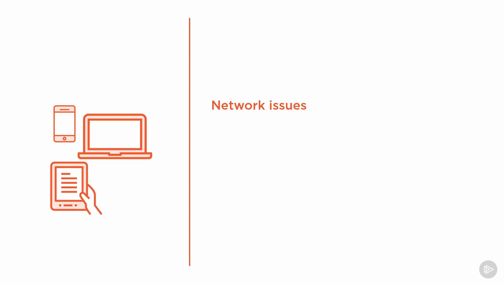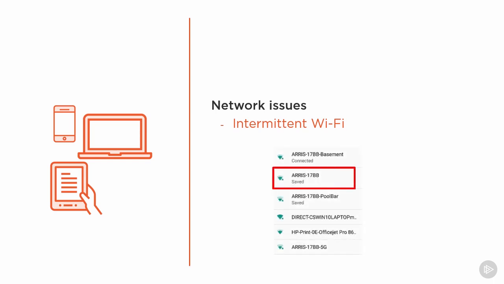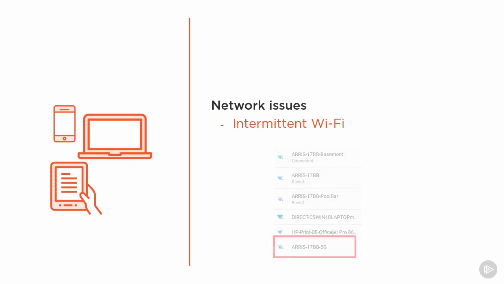Then we've got network issues that could be a problem, such as intermittent Wi-Fi. Now this can be a problem if you stray too far away from the wireless access point. The signal strength degrades over distance. But at the same time, if you've got a wireless network that supports both 2.4 gigahertz and 5 gigahertz, try to use the 5 gigahertz connection. It'll show up as another wireless network that you can connect to.